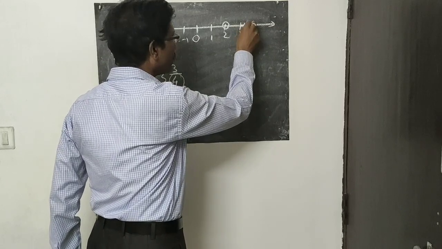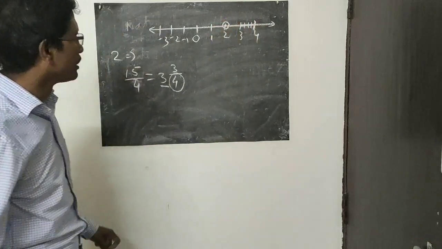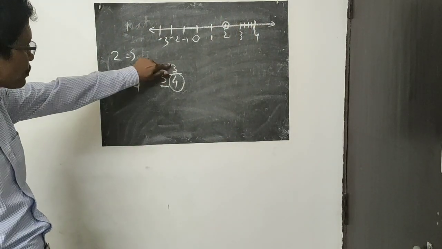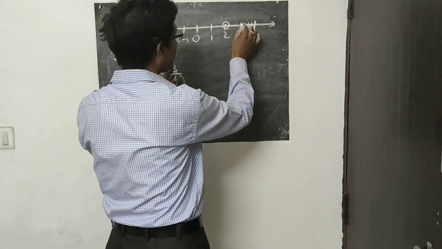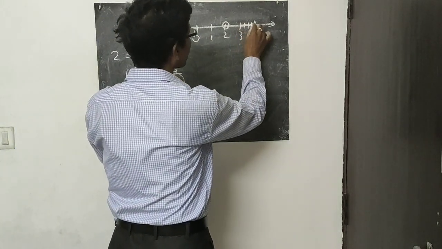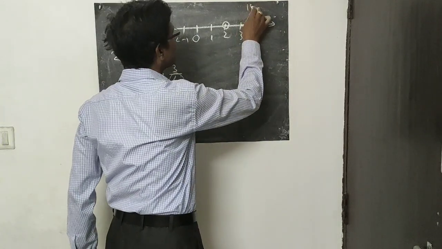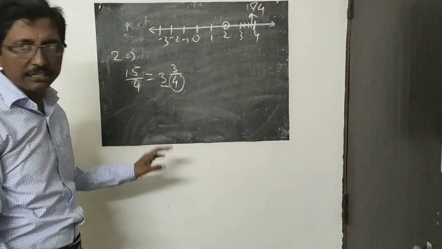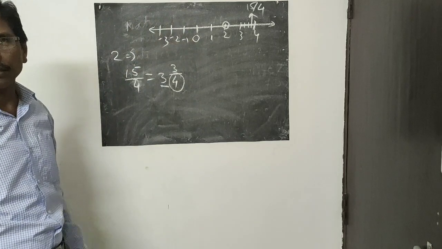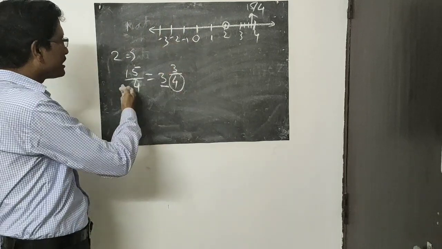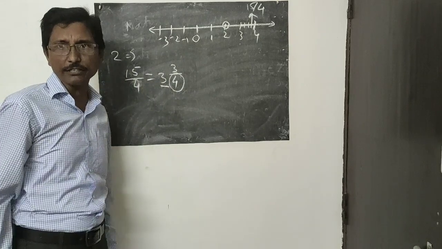Roughly suppose this is 3 and here it ends at 4. So out of the 4 parts, how many parts do you have to take? 3 parts. Always from the 0 side it will be counted: 1, 2, 3. So this is actually the place of 3 3 by 4, or you can say 15 by 4. In this way we can represent any rational number on the number line. Similarly, if you have minus 15 by 4, then between minus 3 and minus 4 it will be divided.